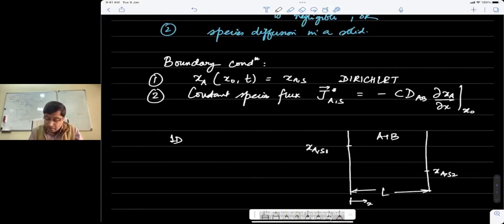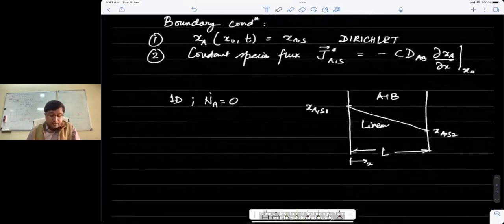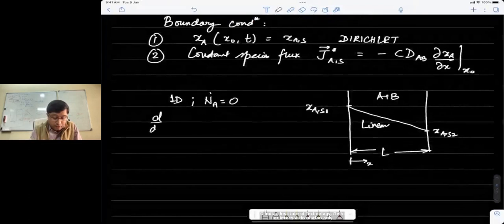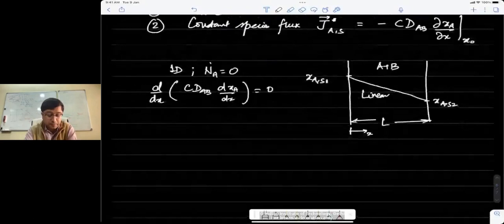So as expected, we can quite easily guess that the concentration distribution would be linear if there is no generation. Let's say n dot A is 0. I should be very clear about that. In that case, the equation would be d/dx of (C D_AB dx_A/dx) equals 0, which is what gives us a linear concentration distribution.